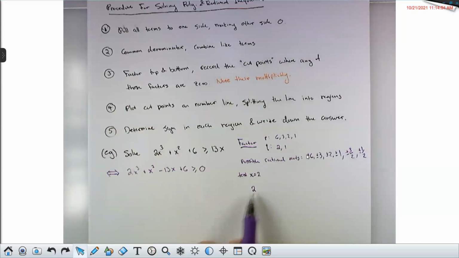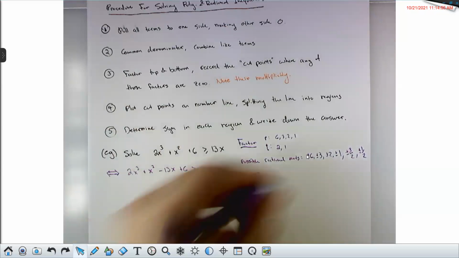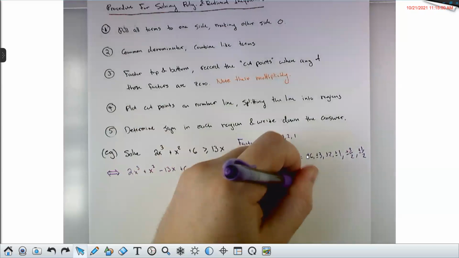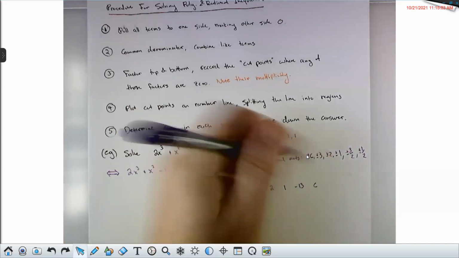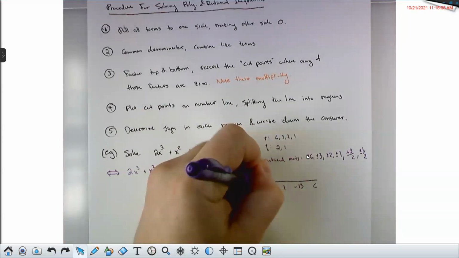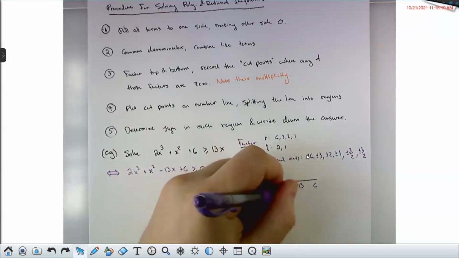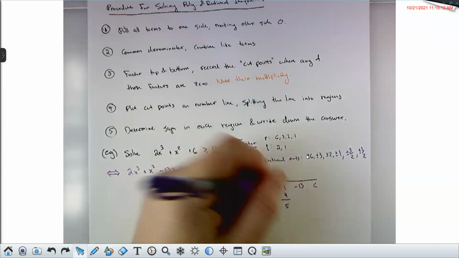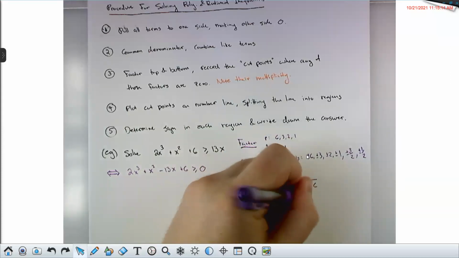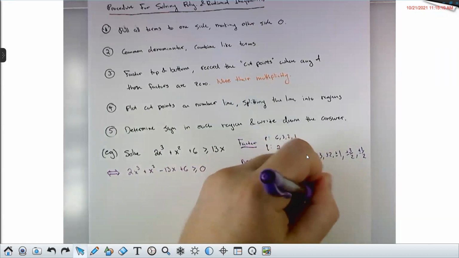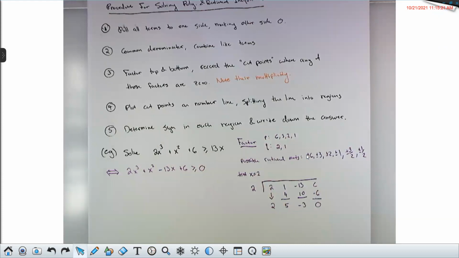So I write down the suspected root and then the coefficients of the polynomial, which are 2, 1, negative 13, and 6. Bring down the 2. 2 times 2 is 4. 4 plus 1 is 5. 2 times 5 is 10. Negative 13 plus 10 is negative 3. Times 2 is negative 6, plus 6 is 0. So because the remainder is 0, I have found a factor.